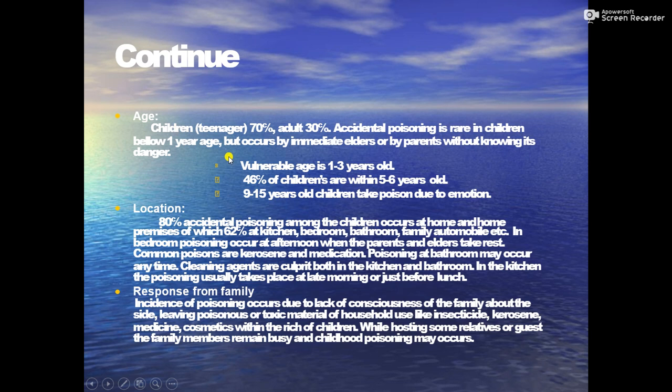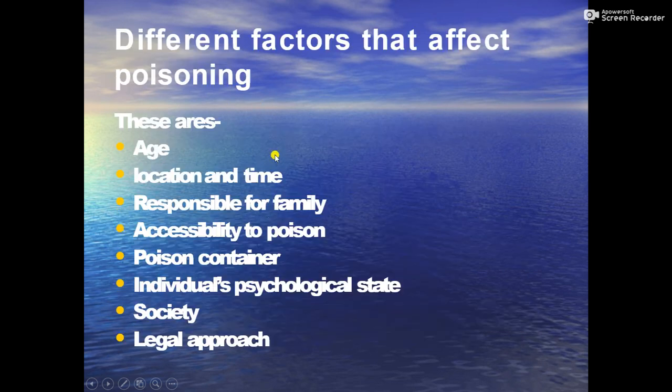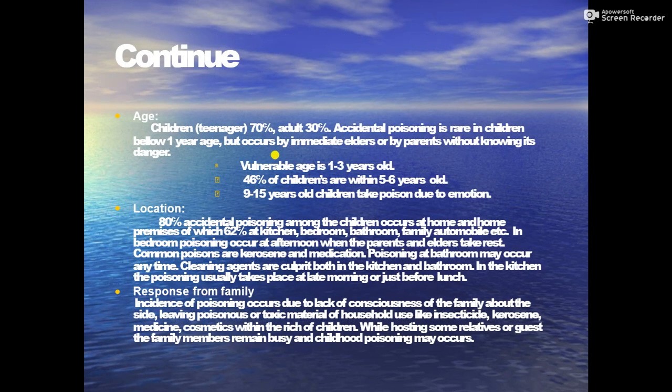Especially children or teenagers: it has been reported that 70% of poisoning cases are in children, and 30% of the cases are reported in adults. Accidental poisoning is rare in children below 1 year of age, but occurs through immediate elders or parents without knowing its danger. Children aged 1 to 3 years are vulnerable. 46% of the children are within 5 to 6 years old. Children 9 to 15 years old take poison due to emotion. It also depends upon the location.